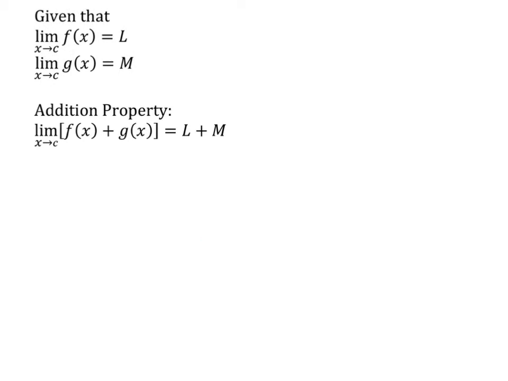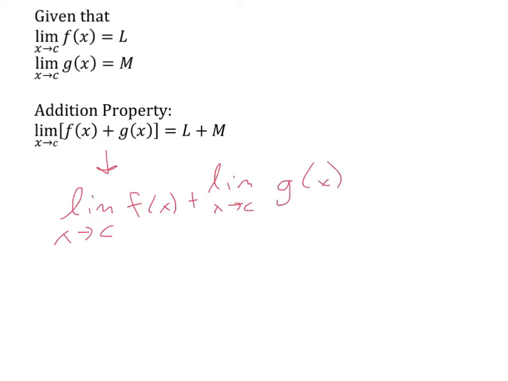The next property is the addition property. Remember I said that these given statements up here were the same for all of them, so you don't need to write them separately for each one. I just wanted you to have it as a reference. Again, as we approach c, f is approaching L, and g is approaching M. The addition property says that if you're adding 2 functions together inside of a limit, you're effectively allowed to do the limit as x approaches c of f of x plus the limit as x approaches c of g of x. Because we knew that this one was L and this one was M, this limit is just L plus M.